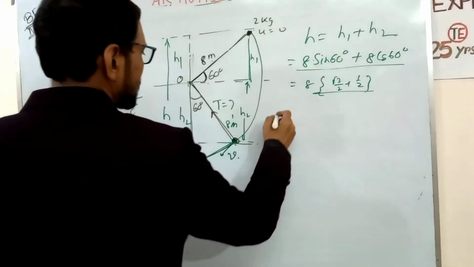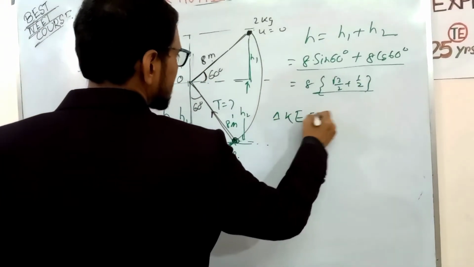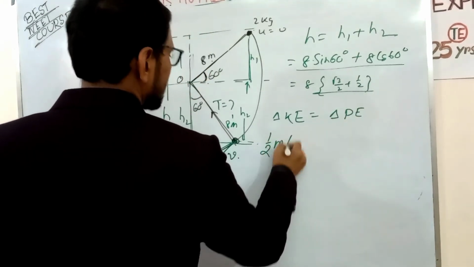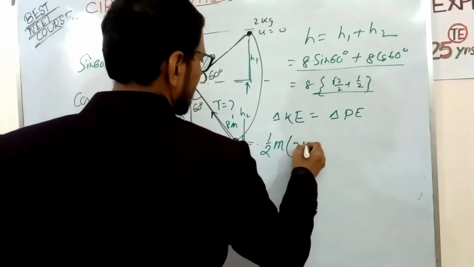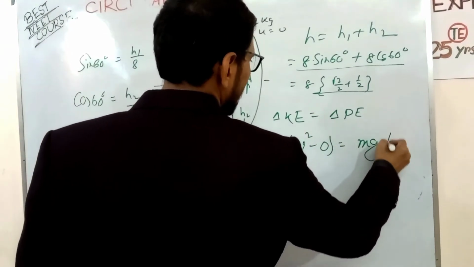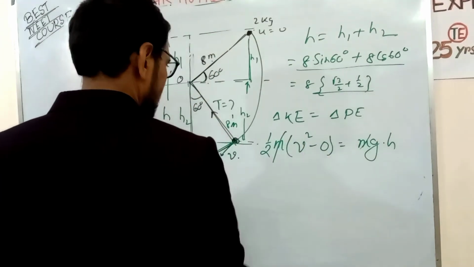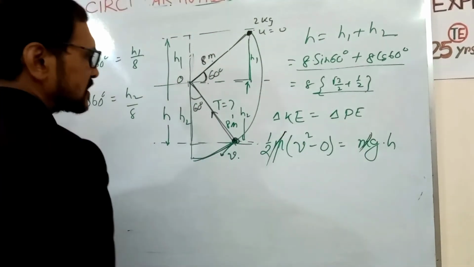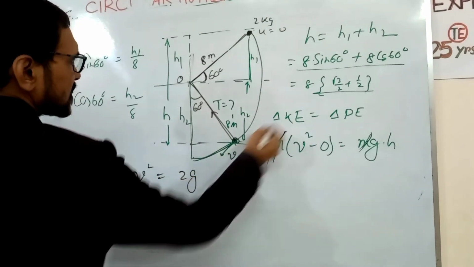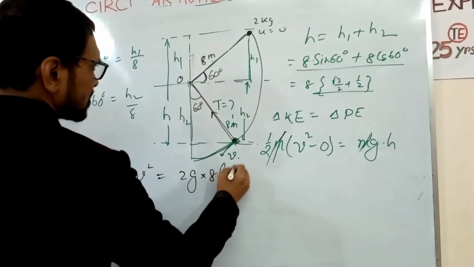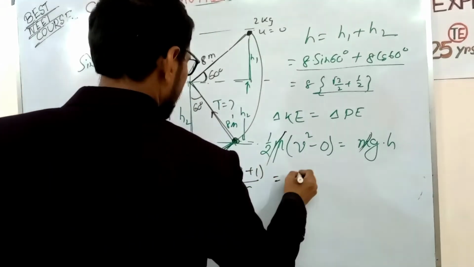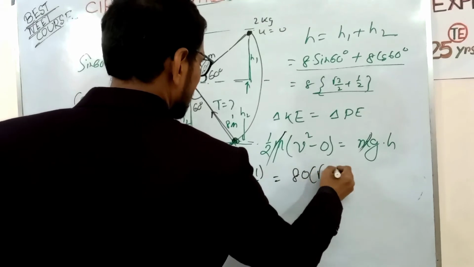Now what is the velocity? To find the velocity, apply this theory: change of kinetic energy equals change of potential energy, which gives half m v square minus 0 equal to mgh. The m cancels, so we get v square equal to 2gh. What is h? h equal to this. So v square equal to this.